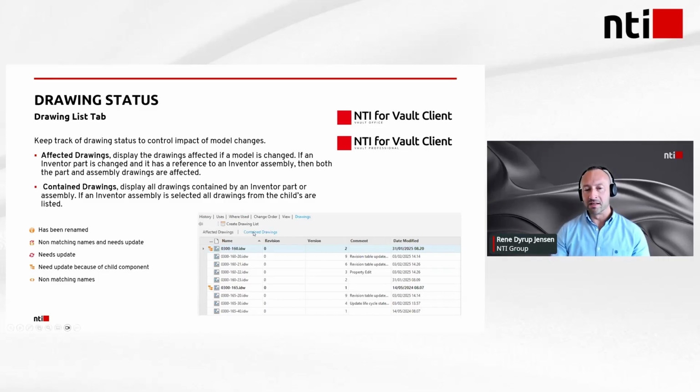The contained drawings is, if you mark an assembly, you can have a full overview of all the drawings contained by that assembly, and with that also an overview of which of the drawings are actually updated. We have different icons displaying the different states. Maybe the drawing has been renamed. It could also be that it doesn't match the name of the model. It might also be that it just needs to be updated, or that it needs to be updated because one of the child components has been changed. So you have a full overview here.